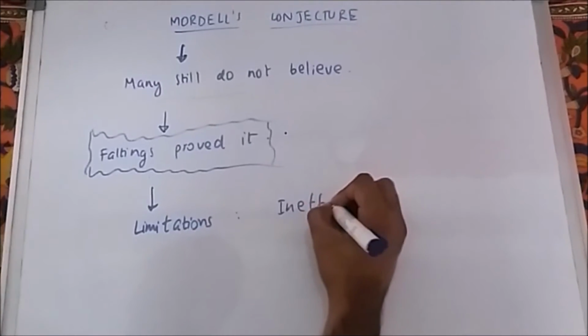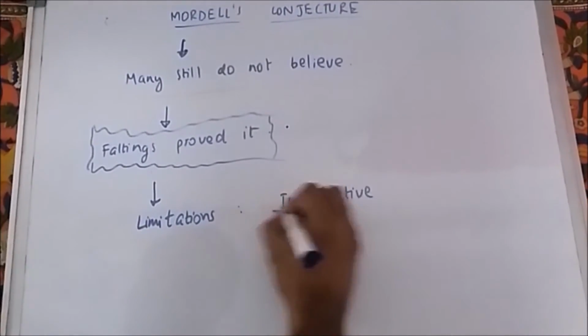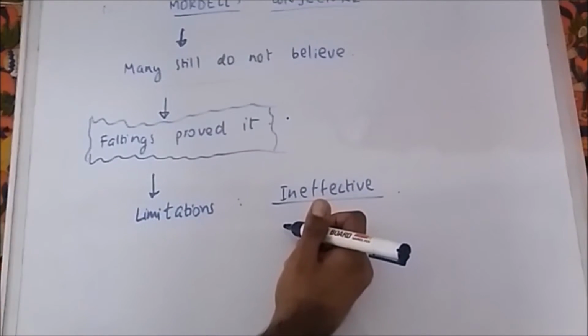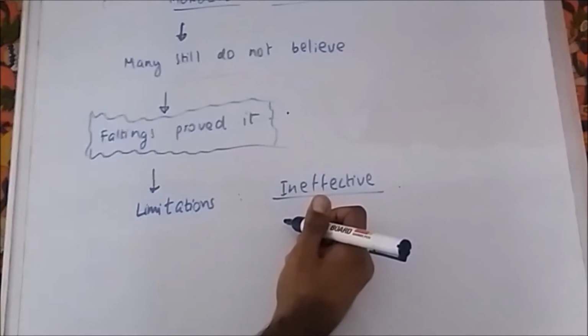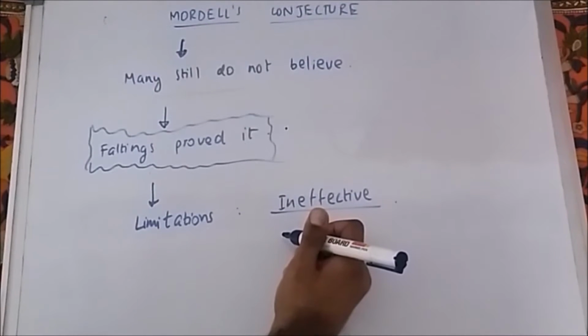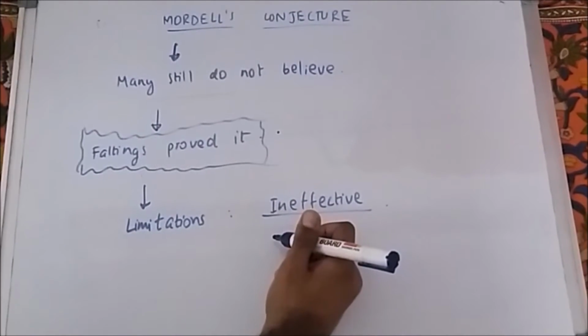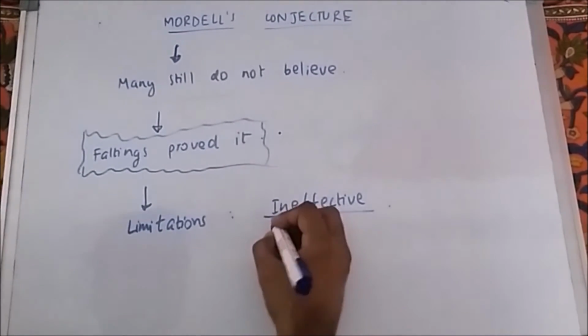There is a limitation, though, that I'm going to mention. It is ineffective. This limitation means that for Mordell's conjecture, for some points it may be defined, for some it may not be, but the overall structure is not determined. But that's what Mordell's conjecture is, and that's what ends this theorem.